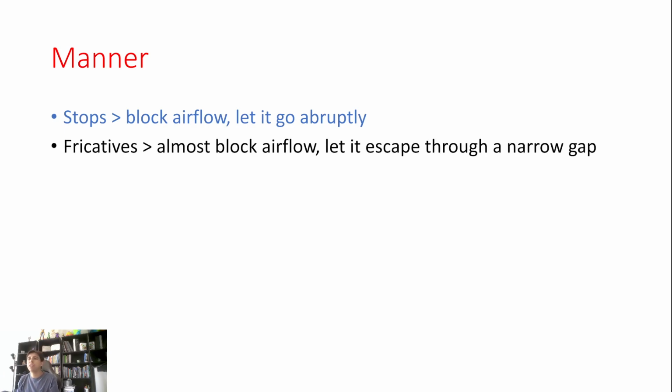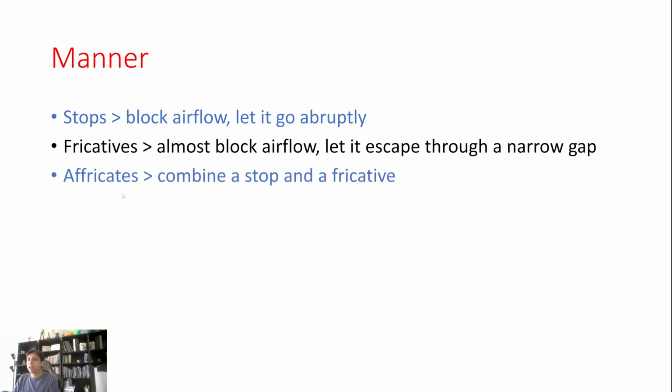Then the fricatives, that is when the airflow escapes but through a very narrow gap. Again, let's go with the F sound. We say F, F, F, and you're going to notice that the air escapes somewhere between your upper teeth and your lower lip. That is just one example of a fricative. We have other fricatives, but let's continue with the F as an example.